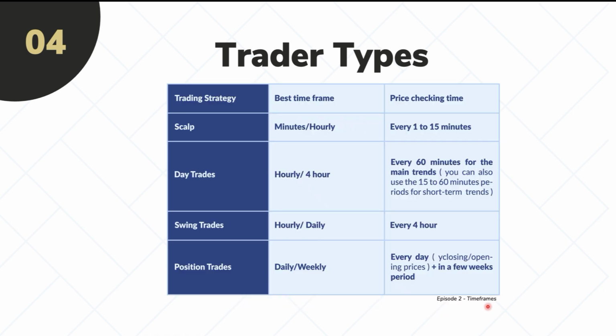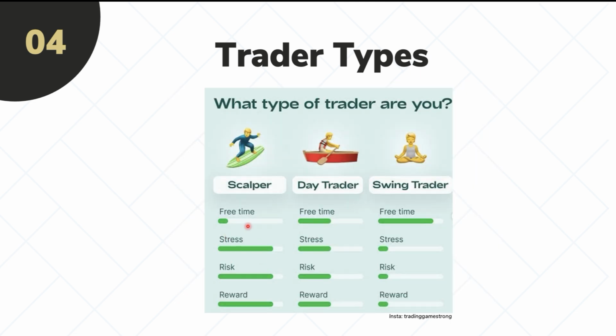You might remember from episode 2 of the bootcamp, the time frames, the trader types, and combined with the time frame. So a scalper is on a minutes, hourly time frame. They check the price every 1 to 15 minutes. So they check it a lot. No free time, lots of stress.